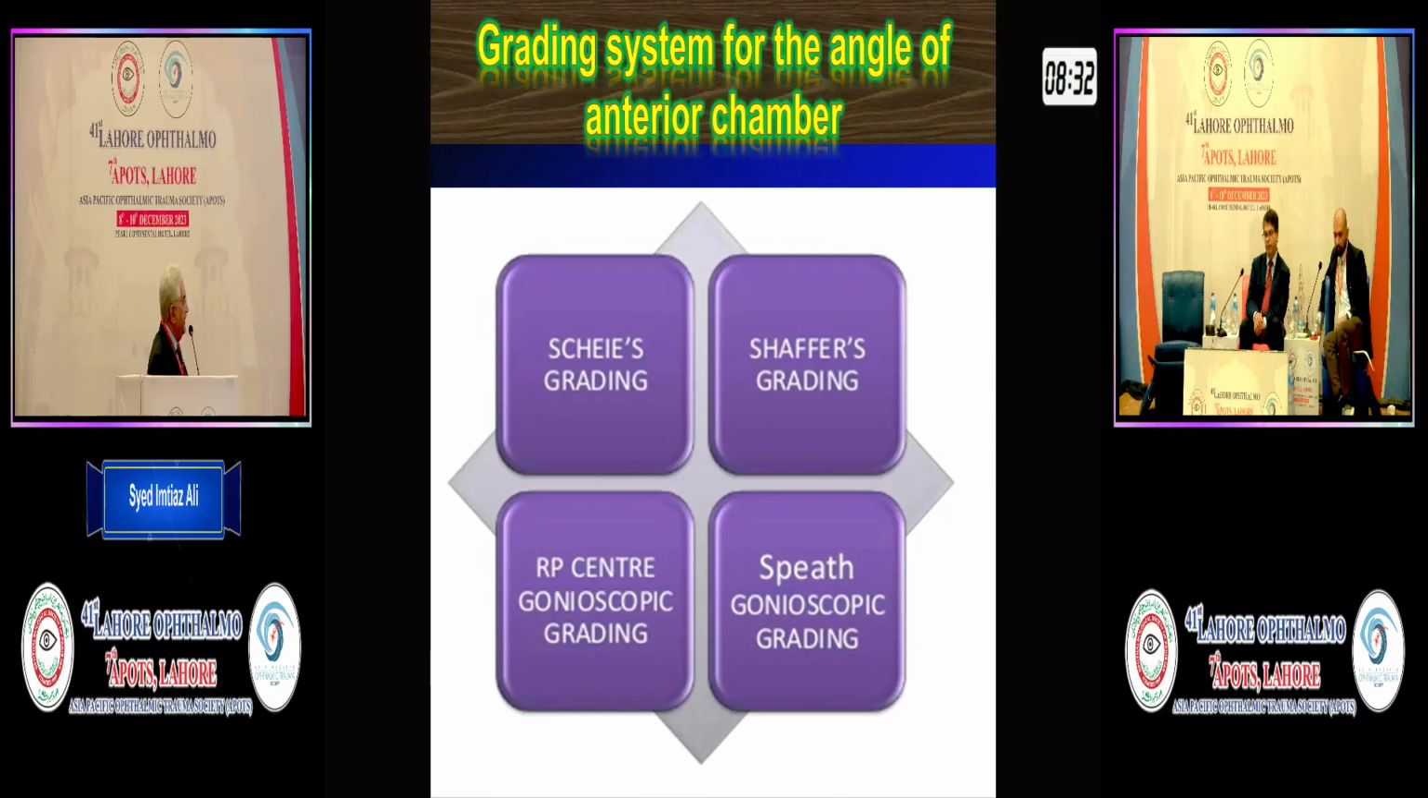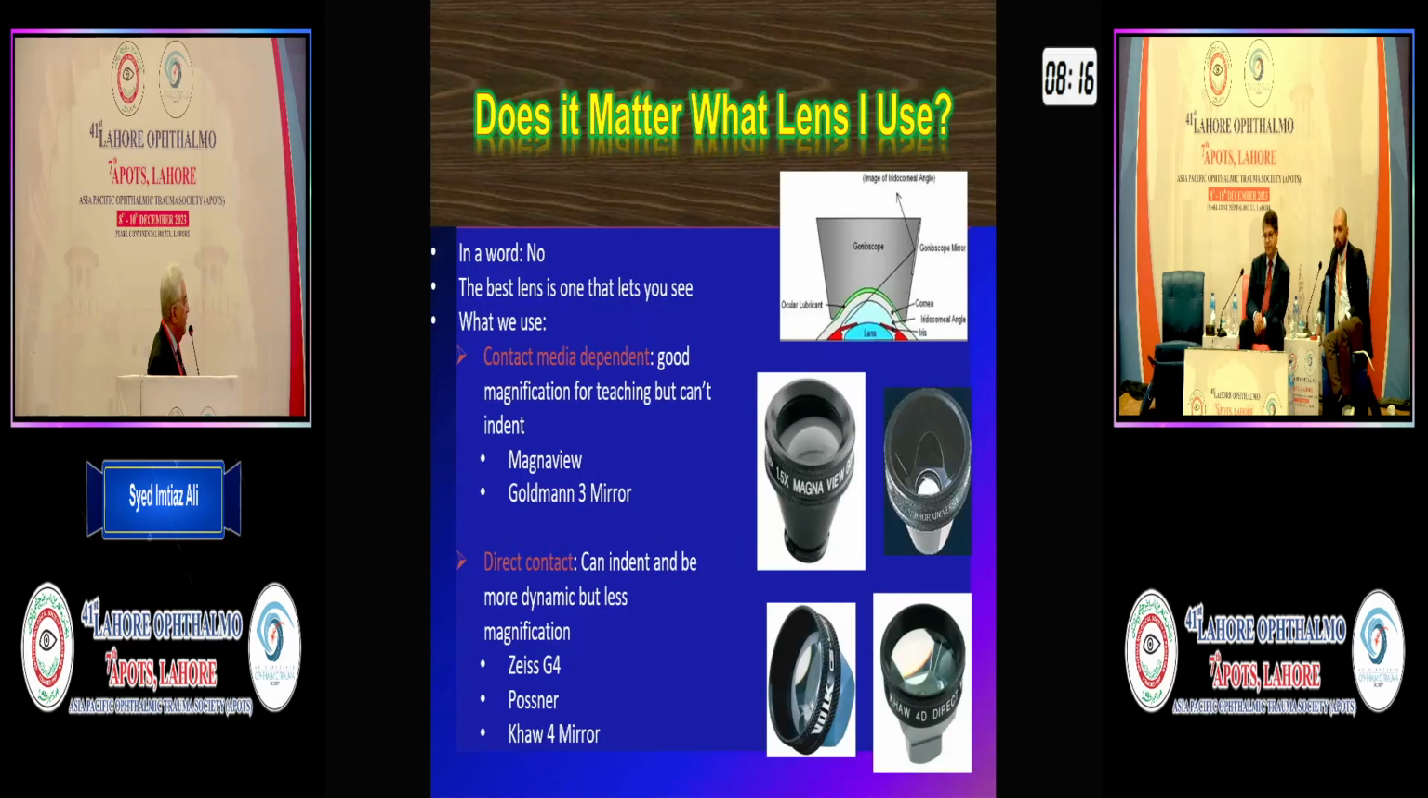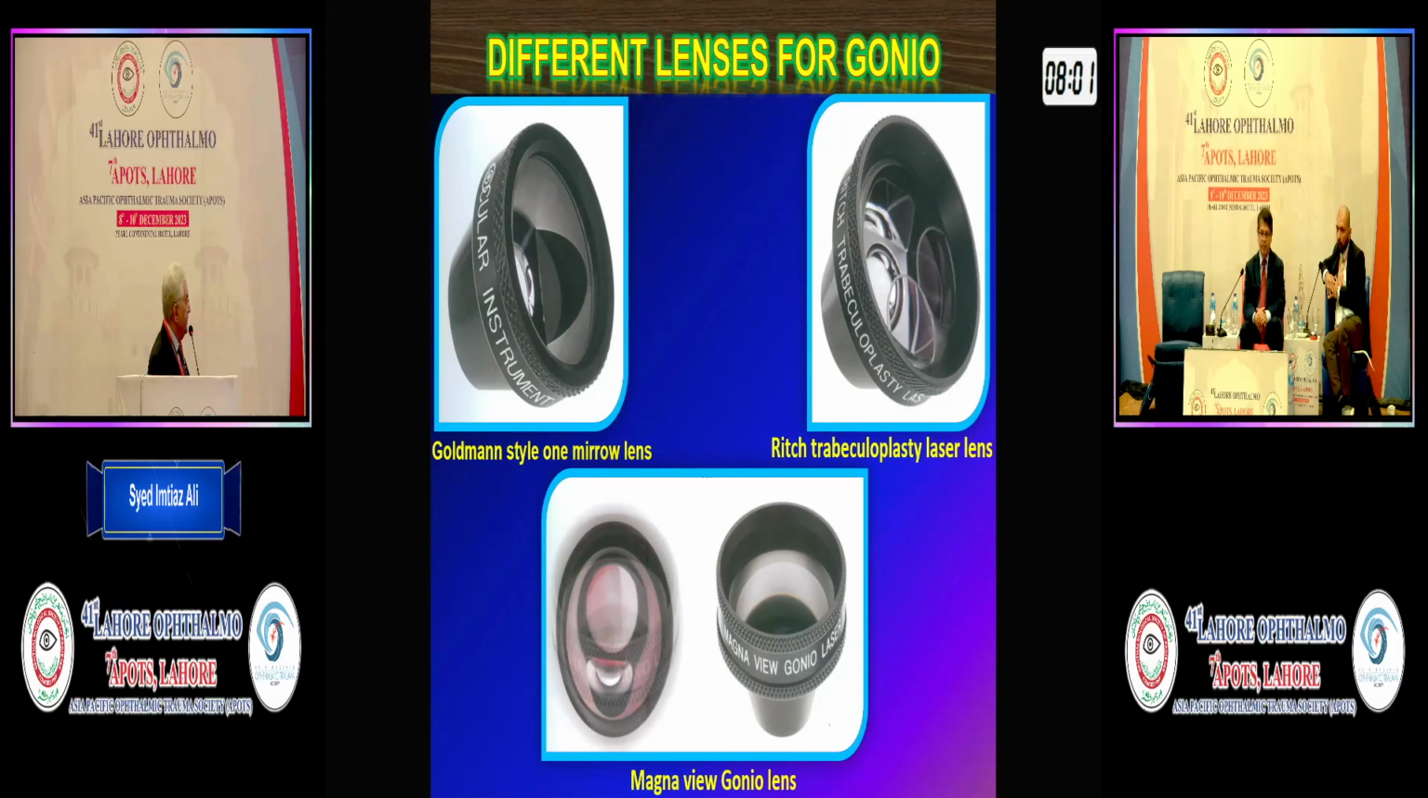These are the different classifications that we use, but most of the time we use the Schaeffer's grading of the angle. If you use the Schaeffer, this is the simplest method you can use. Grade 0 is closed, grade 4 is 40 degrees or open. These are the different lenses that you can use, whatever you can get your hands on and whatever you are comfortable with, or a simple 3-mirror, which is a lens present in every clinic, or you can use specialized lenses.